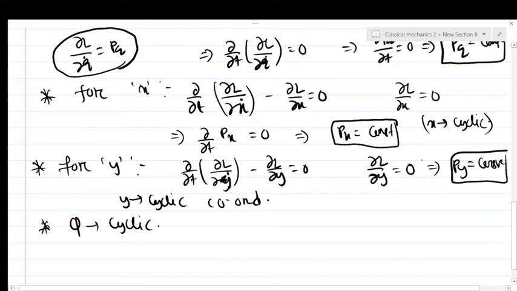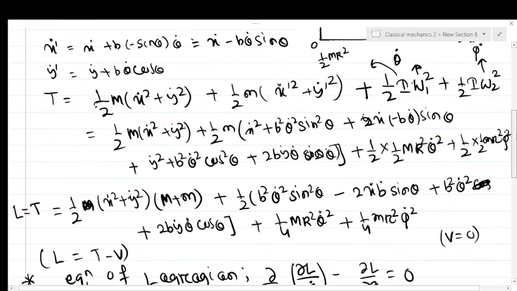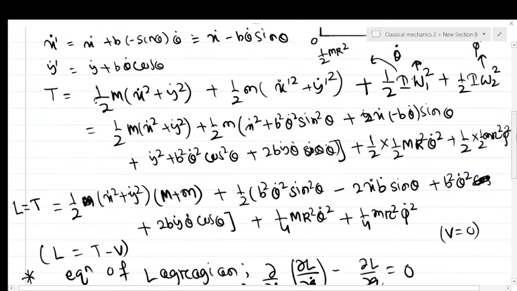We first considered that theta, phi, x and y are generalized coordinates, but x is a cyclic coordinate, y is also cyclic, and phi is also cyclic. Only one remains, that is theta. We have to check whether it is a generalized coordinate. Obviously it is a generalized coordinate, but it is not cyclic because there is a theta term.